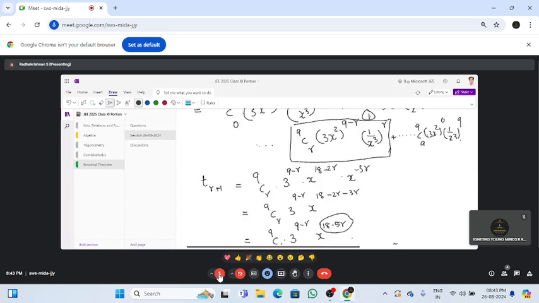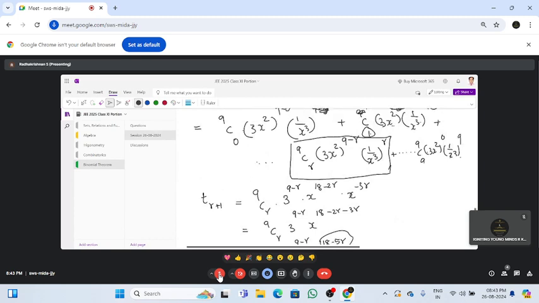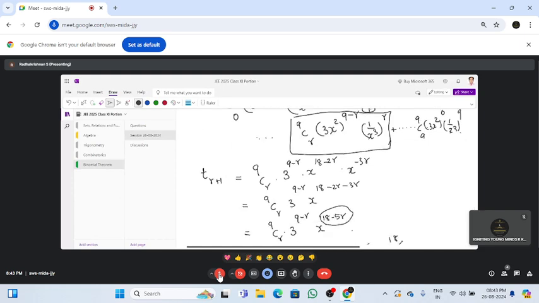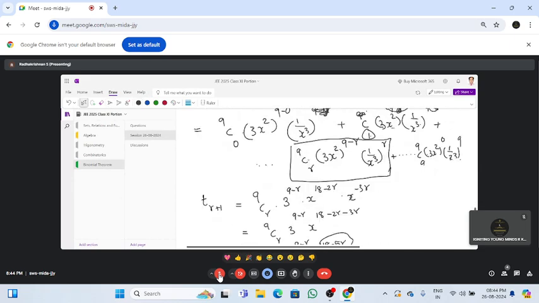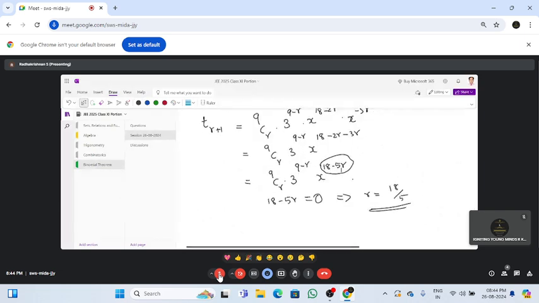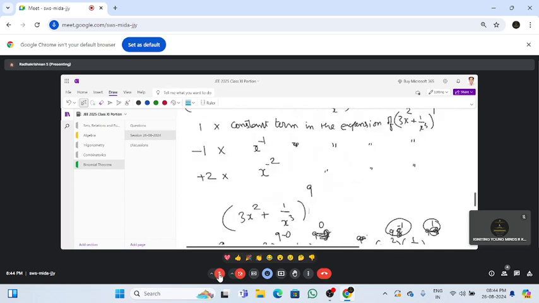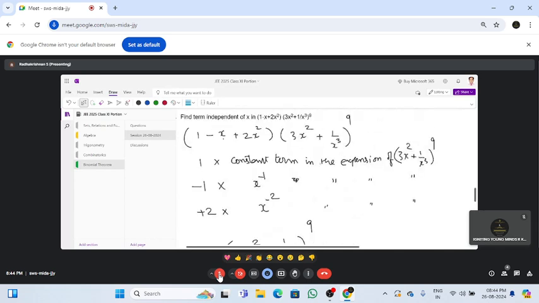Okay, so let's double check that. The r plus 1th term is 9cr into 3x square power 9 minus r into 1 by x cubed to the power of r. Writing it again, 9cr 3 power 9 minus r x power 18 minus 2r 3 power minus 3r. So it is x power 18 minus 5r. For all values of r ranging from 0 to 9, we are going to put all values from 0 to 9. This 18 minus 5r will not become 0 at all. Only for some fraction it is becoming 0, right? So that means this term doesn't exist. So this 1 into constant term doesn't exist.